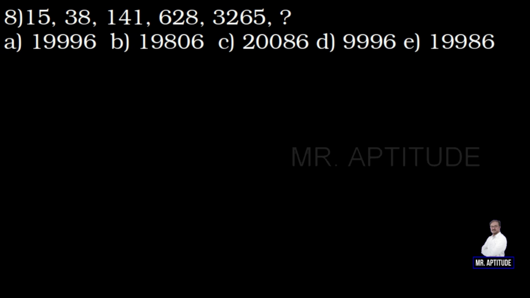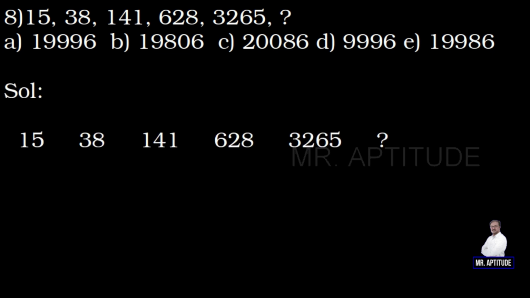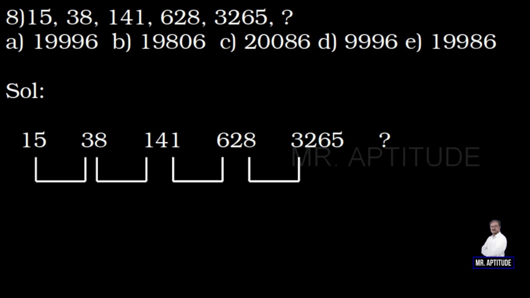Now question number 8. 15, 38, 141, 628, 3265. Can we start with these two numbers? Can I relate these two numbers first? Let's try to find the difference among these numbers. So if you relate this way, we have to go with n number of trials. So instead of this, let us try to relate 628 and 3265. 628 5 times gives you a number close to 3265. So it's 628 into 5 plus 5 cube.